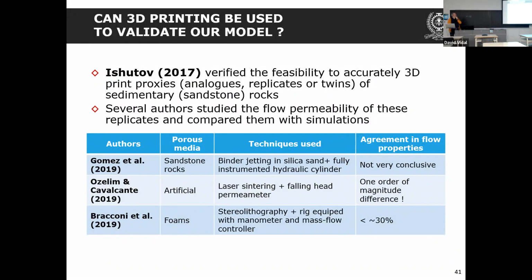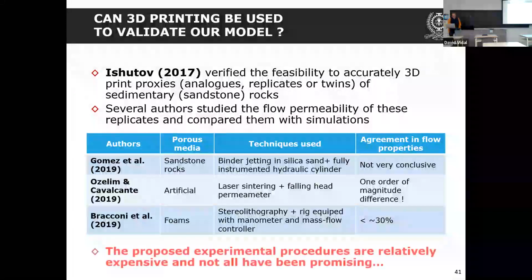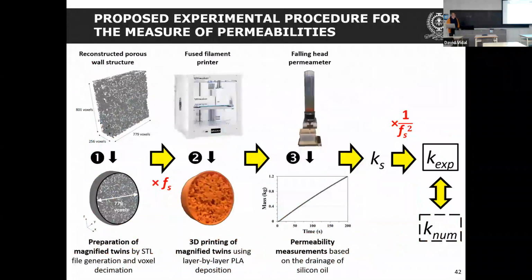The thing is that if you look at the literature, so far people were not so successful. Those guys in 2019, not very conclusive. This one had an error of one order of magnitude. This one was a bit better. It was at 30% error, but it was using stereolithography, which was very expensive. And I said we need to do that with a fused filament 3D printer, the most basic 3D printer. So this is what we did.